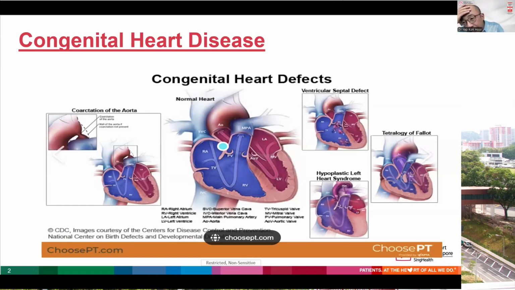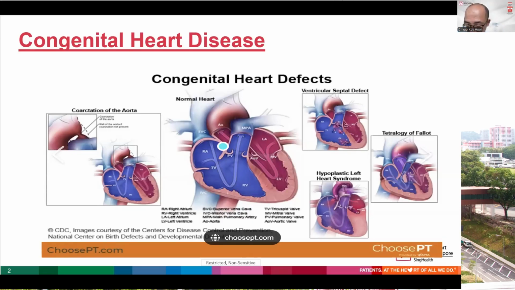The second example is what we call tetralogy of Fallot, the one on the far right side of the screen. Tetralogy of Fallot is when you have a hole in the heart, but also a narrowing of the blue blood vessels. So there's an obstruction. The blue blood can't go to the lungs due to the obstruction, so it goes to the red chamber. The blood mixes, and then they send the blood to the baby's body, so the baby will look a bit blue. So this is another form of congenital heart disease, tetralogy of Fallot.